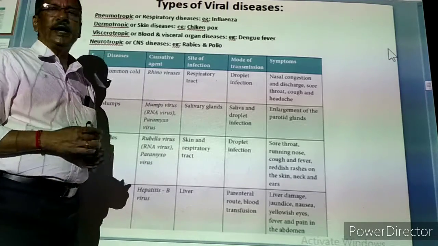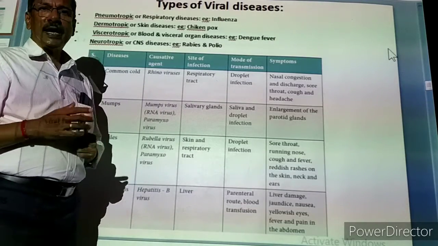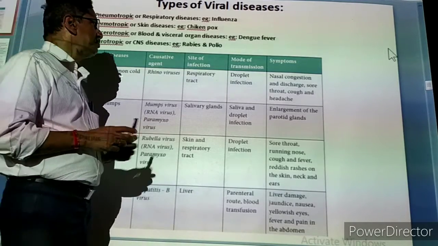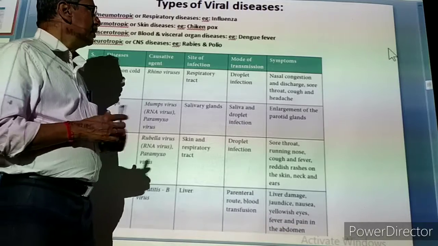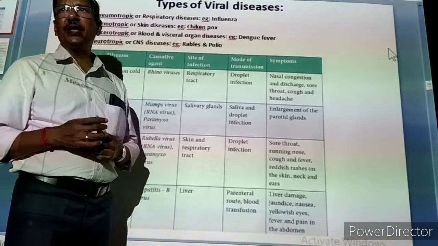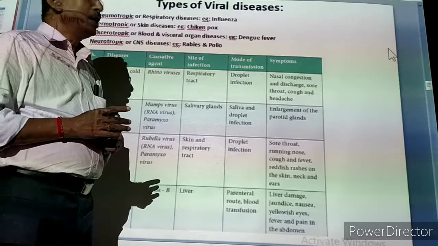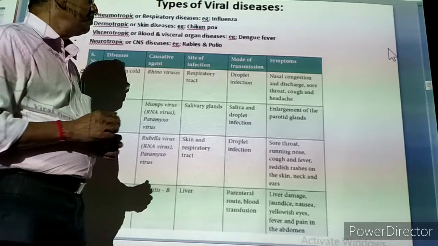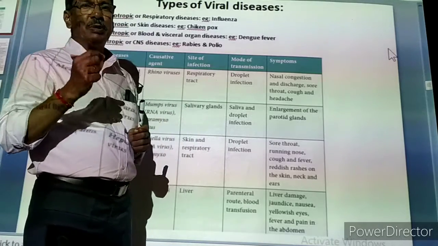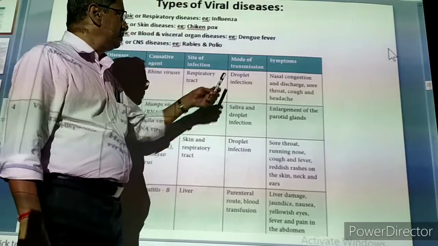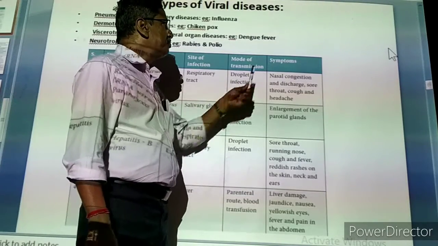They attack the respiratory tract. The respiratory tract means starting from the nose up to the trachea and the bronchi. All these regions are affected. Then the mode of transmission will be droplet infection. Very often we study what a droplet infection is. Whenever a person is coughing or sneezing, invisible mucus droplets float in the air which carry a lot of viruses. They are called droplet infection.